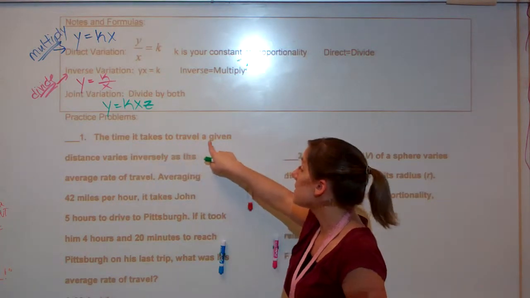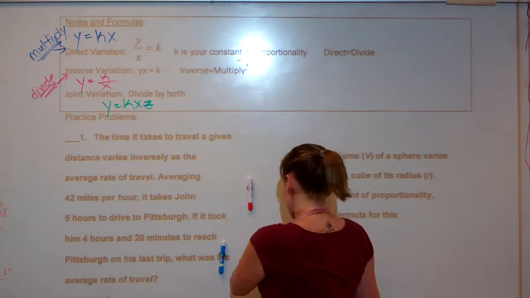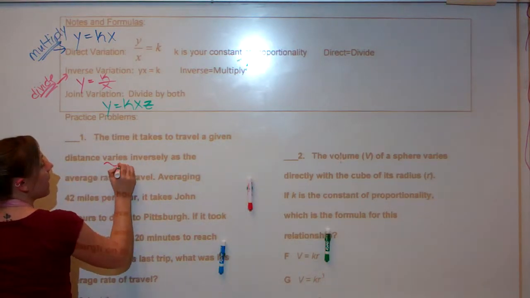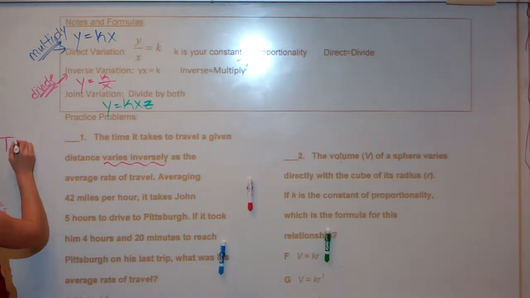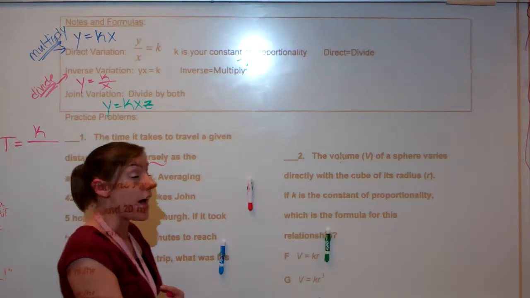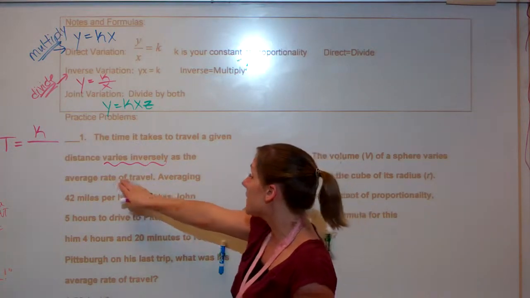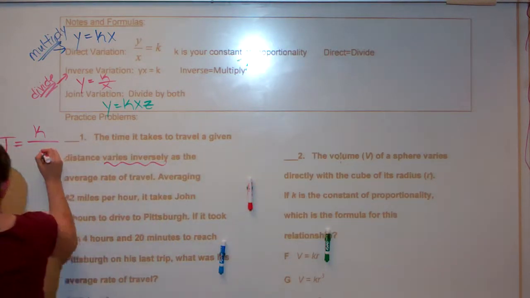So the time it takes to travel a given distance varies inversely. So the time, so that's a t, varies inversely, which means the constant is going to divide. And what does it divide by? It divides by the average rate of travel. So I'm going to use R for rate.